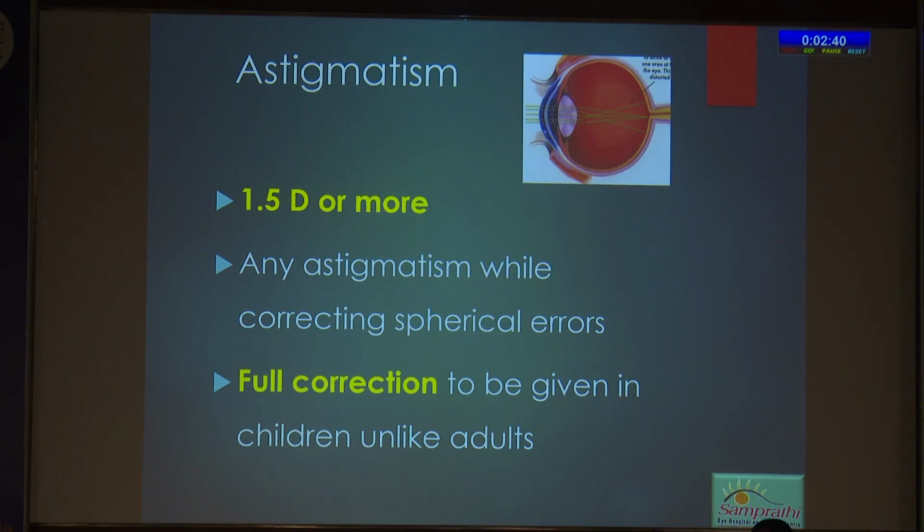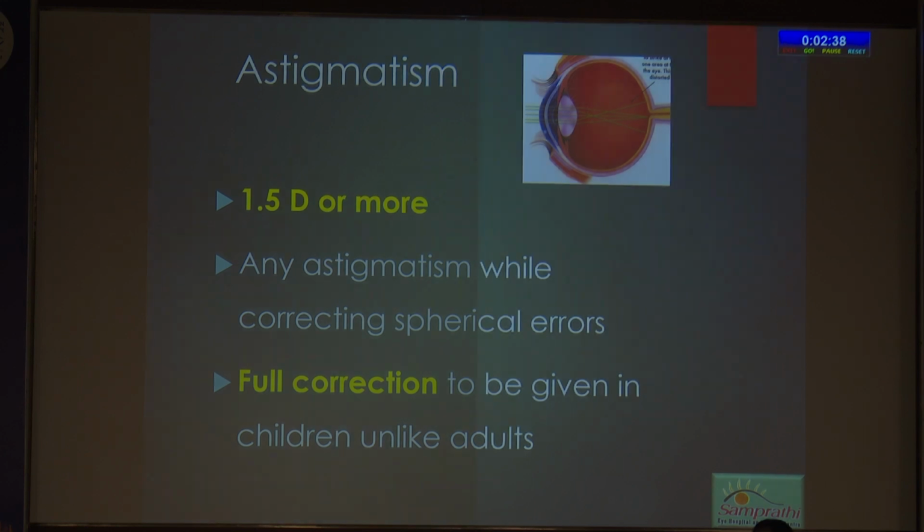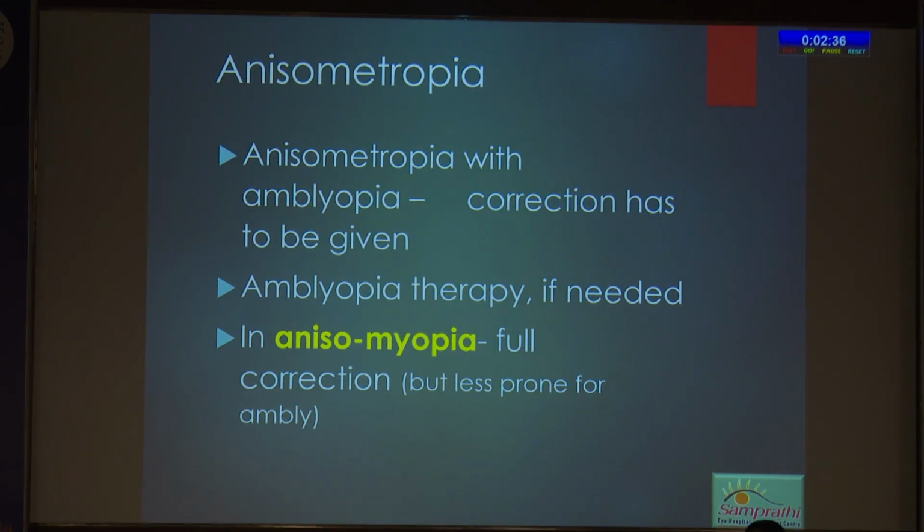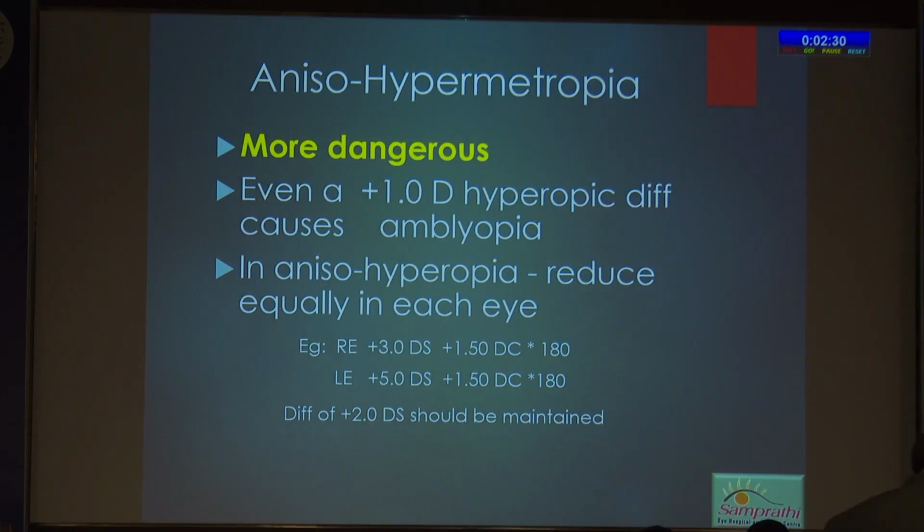Astigmatism: any astigmatism more than 1.5 should be corrected. And anisometropia, it is very important to remember that the proper correction has to be given, especially in anisohypermetropia, because these children are highly prone to amblyopia. Even a 1 diopter hyperopic difference can cause a very severe amblyopia.